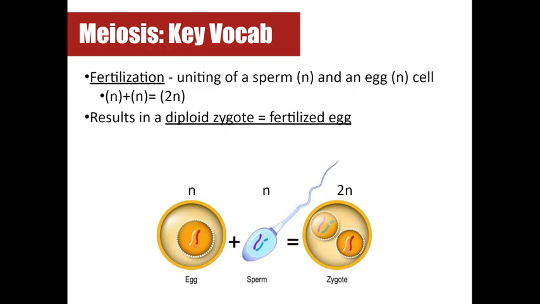Now, fertilization. Fertilization is the uniting of a sperm, which is considered N, and an egg, which is also considered N cells. So that is n plus n equals 2n. This is what results in a diploid zygote. And a diploid zygote is a fertilized egg. The fertilized egg is what turns into you. So this is how we started. We started with an egg and a sperm that fertilized into a zygote. And this grows for 9 months until it becomes a human being just like ourselves.